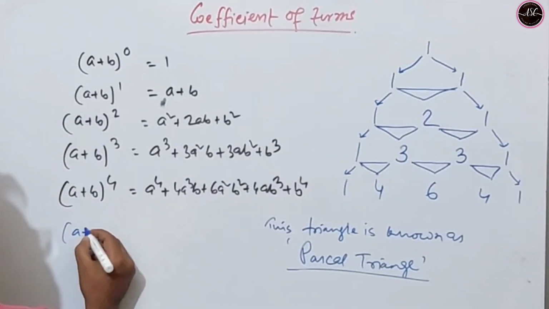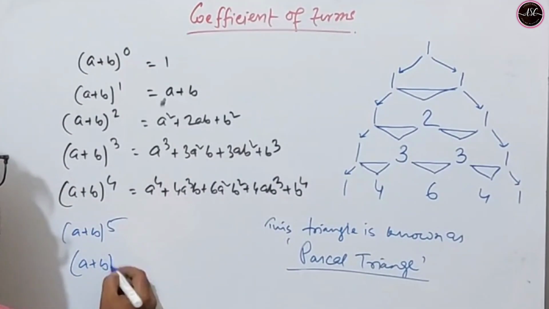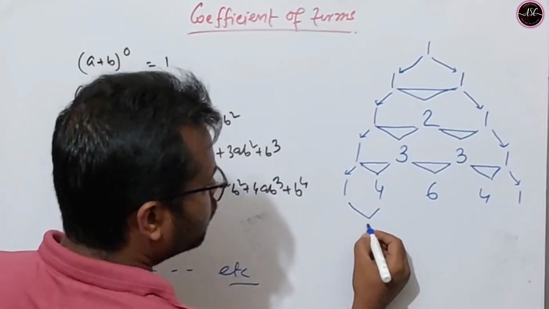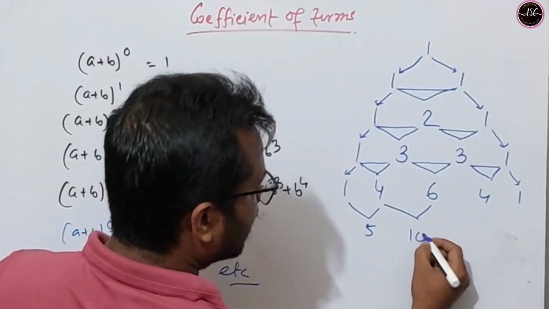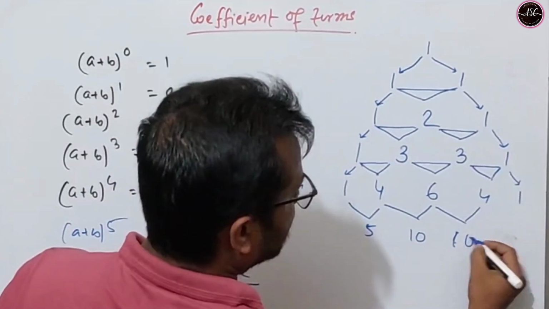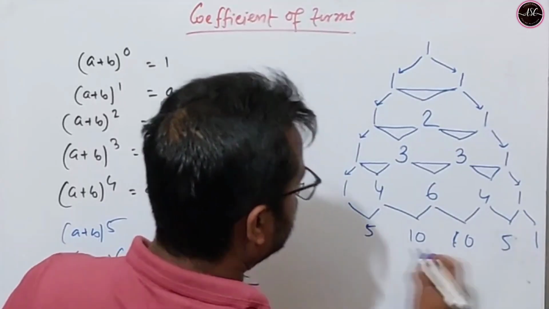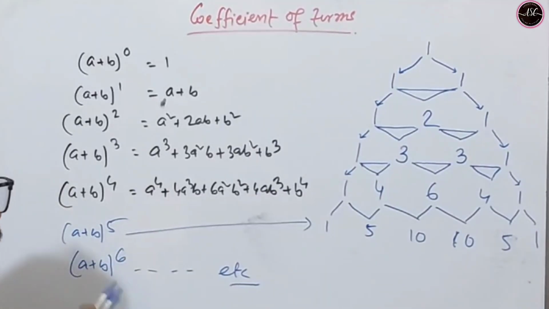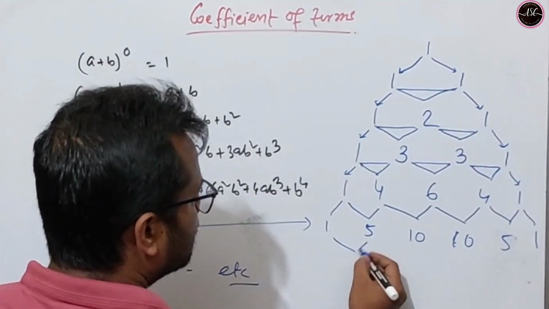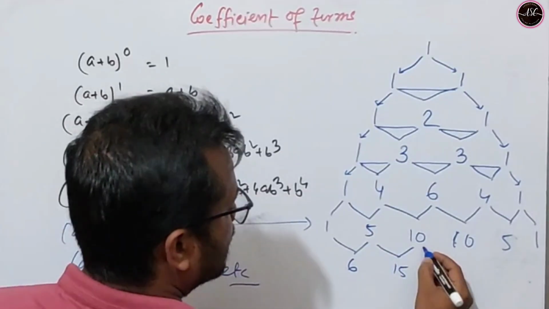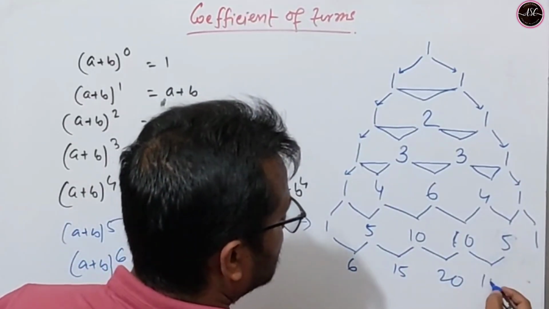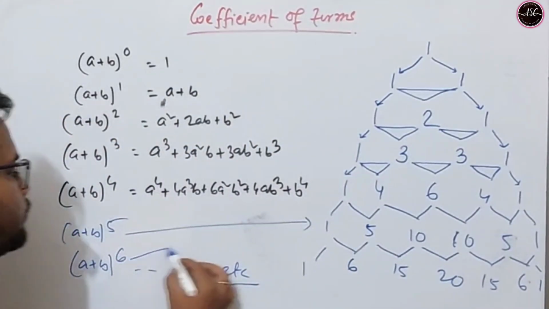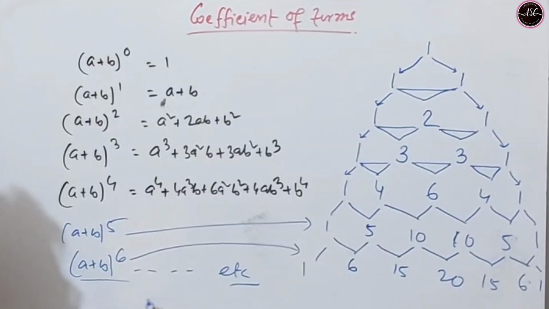That means a plus b to the power 5, a plus b to the power 6, etc. If we add 4 plus 1 equals 5, 4 plus 6 equals 10, 6 plus 4 equals 10, 4 plus 1 equals 5, and for this one we get 1 and for this one we get 1. Okay, this is the coefficients of the terms of a plus b to the power 5. And similarly we get 5 plus 1 is 6, 5 plus 10 is 15, 10 plus 10 is 20, 10 plus 5 is 15, 5 plus 1 is 6, and this one 1 and this one 1. Okay, these are the coefficients of the expression a plus b to the power 6.